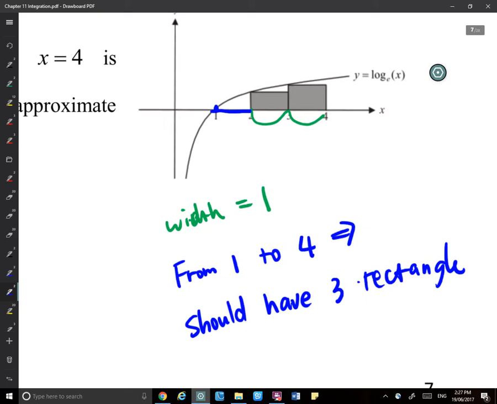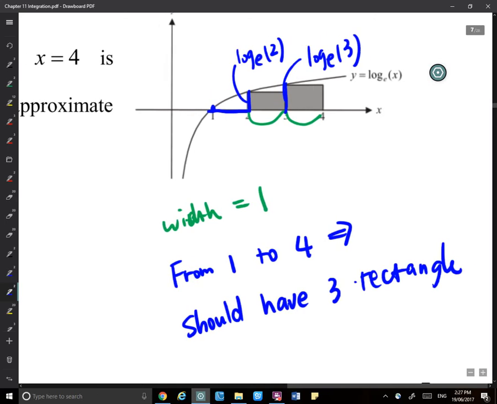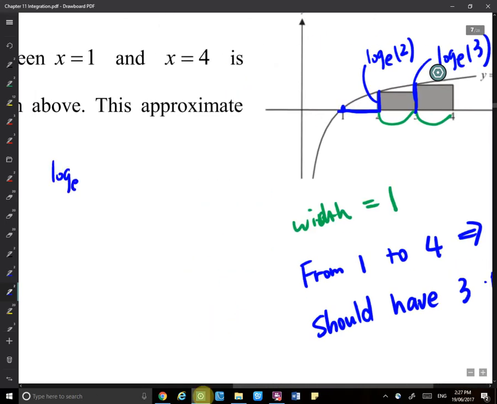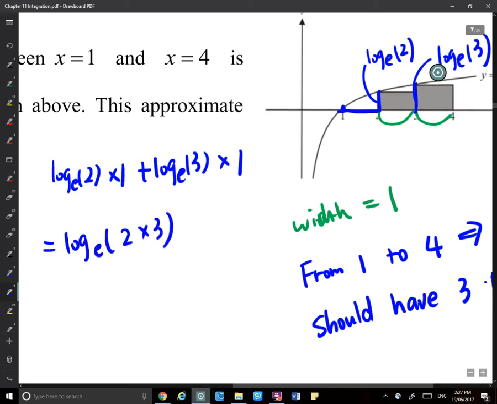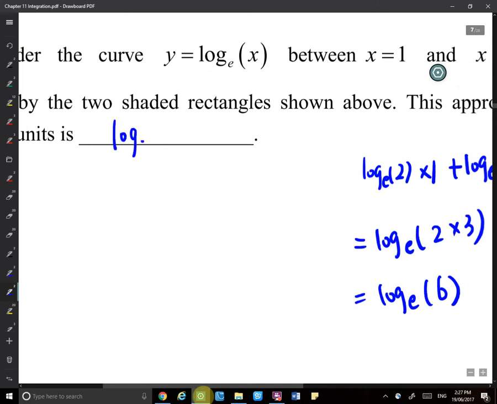Yep. And can you see the height? Okay, width is 1. Let's see what's the length. For this length, that's log_e 2. For this length, that's log_e 3. So what you have is log_e 2 times 1 plus log_e 3 times 1. So it's log_e 2 plus log_e 3. So you have log_e (2 times 3). That's log_e 6. So it's approximately log_e 6.